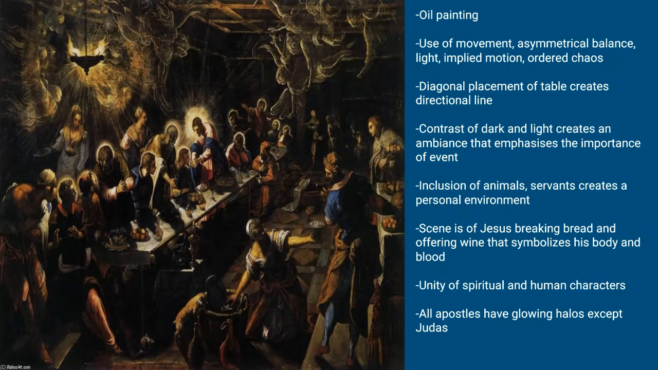The scene is where Jesus breaks bread with the 12 apostles, which are represented by the glowing halos, except for who we believe to be Judas, who sits across the table. He does not have a glowing halo. So this scene is where Jesus is breaking the bread and offering the wine, which symbolizes his body that would be broken and the blood that would be poured out as the ultimate sacrifice. As the angels fly above, it shows a moment of unity between the spiritual and human characters. The scene as a whole speaks of life, hope, sacrifice, unity, camaraderie, and love.